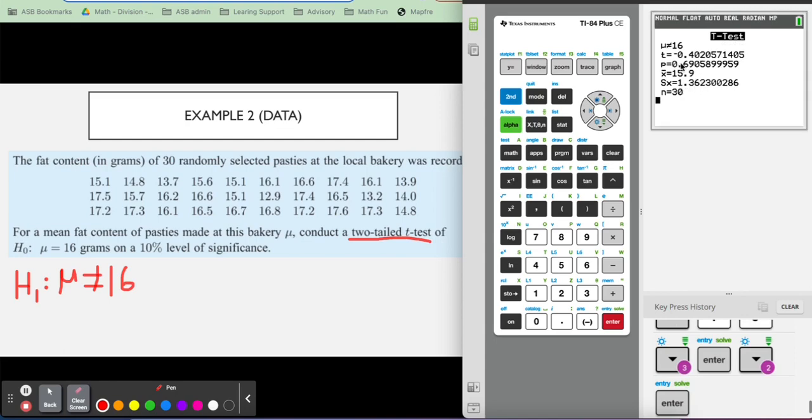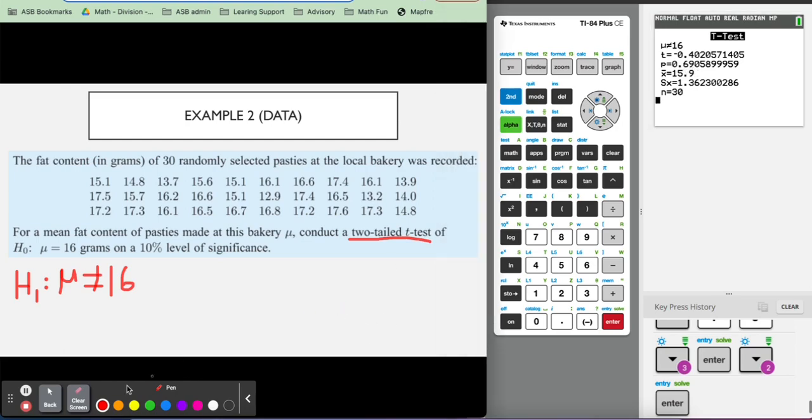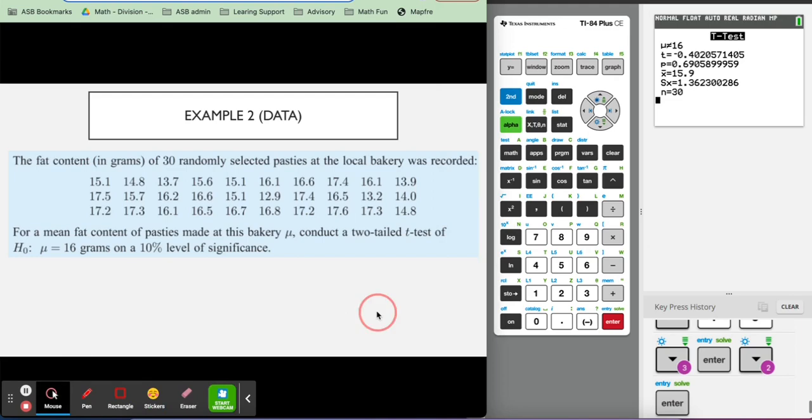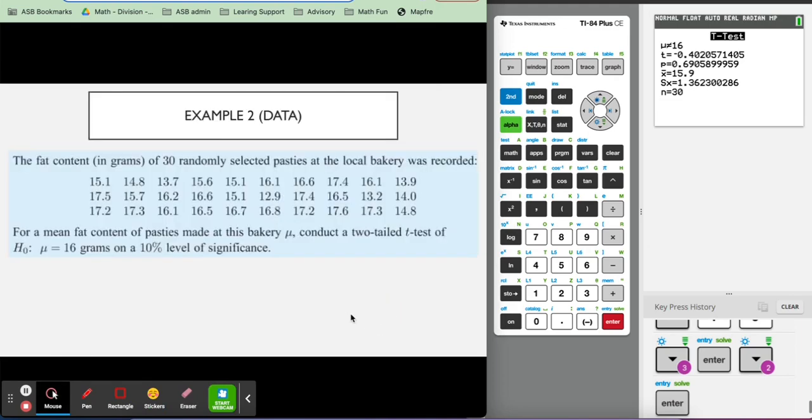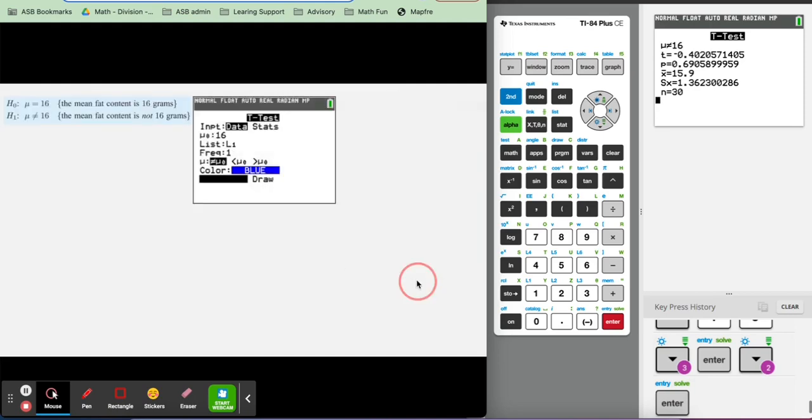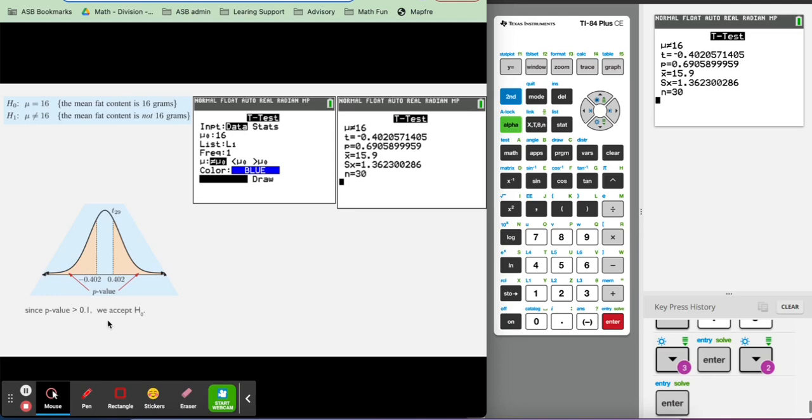And now I'm given a p-value. Wow, this is a huge p-value. So 69%. So in this case, since it's 69%, what are we going to do? Well, we need to compare it to the significance level, remembering that our significance level is 10%, so 0.1. So we're going to write down that our p-value is way bigger than our significance level.